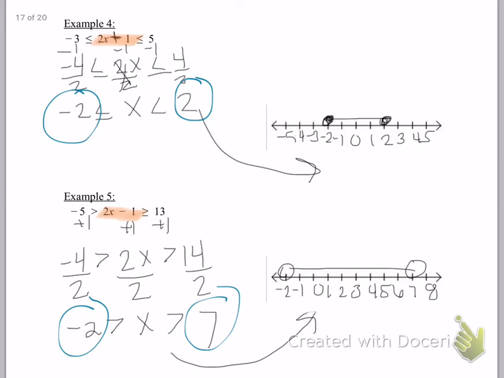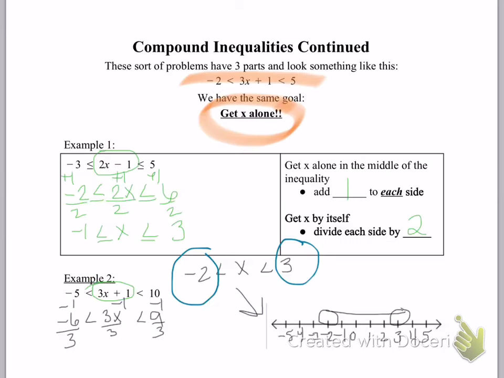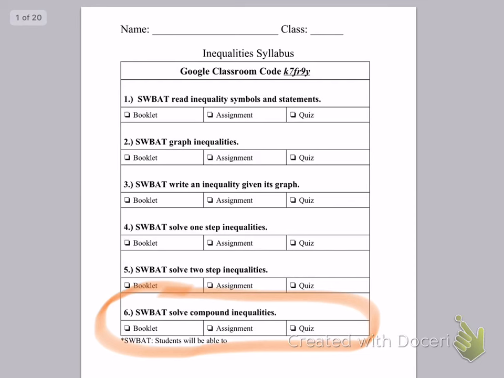Alright, so go ahead and go to that front page. Check off the booklet for compound inequalities. Go ahead and get started with the assignment. If you are Tier 3, there will probably be an extension, so look out for that. If you have any questions, ask your teachers. Alright, goodbye.